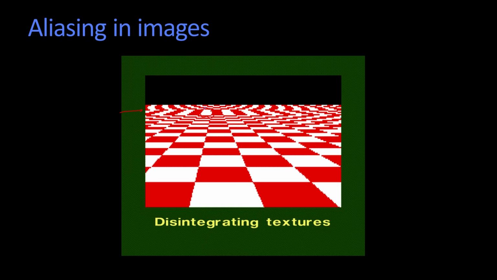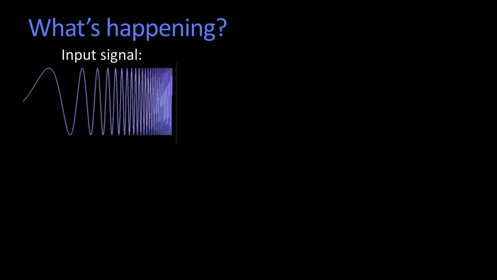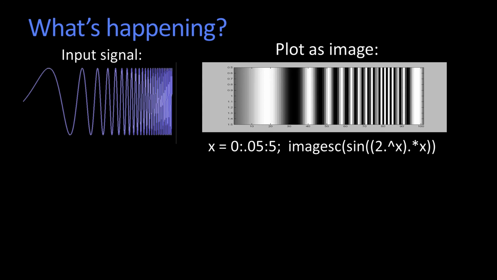What's going on? Well, we can look at that in MATLAB, all right? Suppose we have this input signal. Okay, this is like that chirp that I was showing you before. Well, we can plot this as an image in MATLAB, and that would look like this. Okay, so here I'm just doing x from 0 to 5 by 0.05, and I did this image of sine of 2 to the x times x, all right?